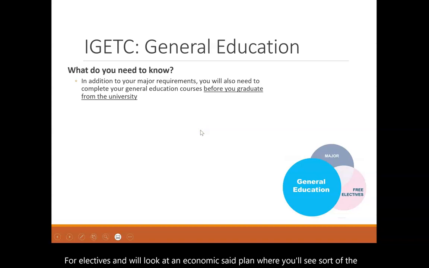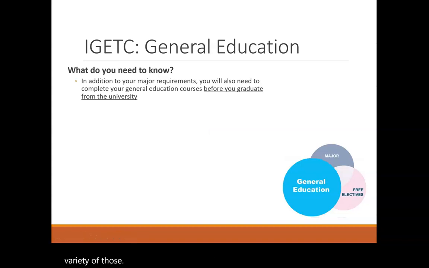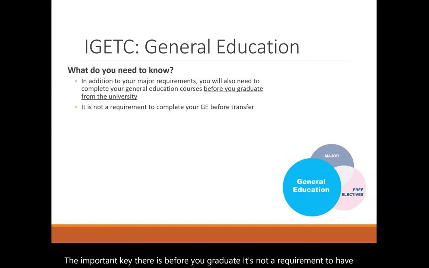So what do you need to know? In addition to the major requirements, you're also going to need to complete the general education courses before you graduate from the university. The important key there is before you graduate. It's not a requirement to have all that done before transfer. Depending on your major, it might be very simple to fit it in, but it might be very difficult, if not impossible, to fit all of it in, especially if you're looking at doing it in 2 years.